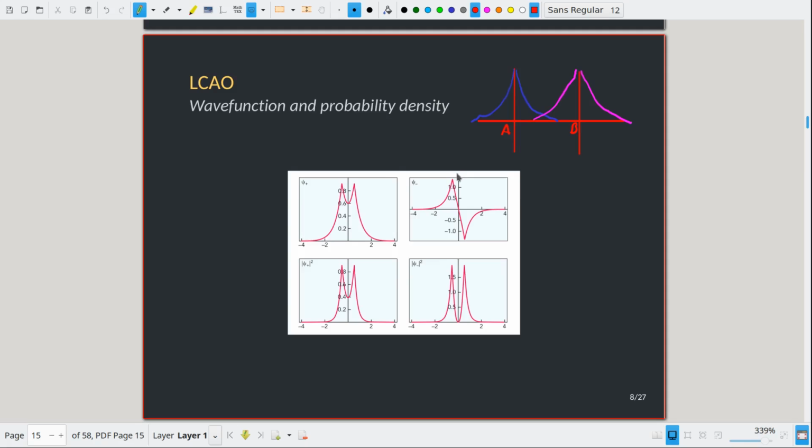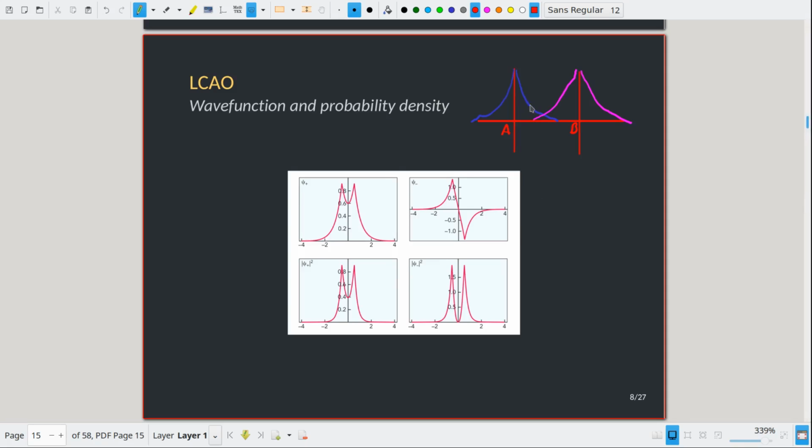Okay, now what happens when we try and calculate the linear combination? We've got two identical wave functions around each of the atomic orbitals, but what could happen is that if we've got the plus sign between these two identical wave functions, in this region where the two wave functions overlap, there will be a constructive interference.